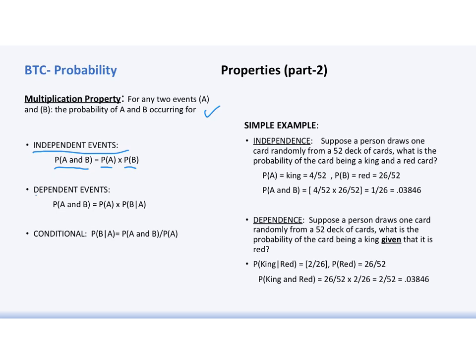Dependent events: the probability of A and B is the probability of A times the probability of B given that A has occurred.